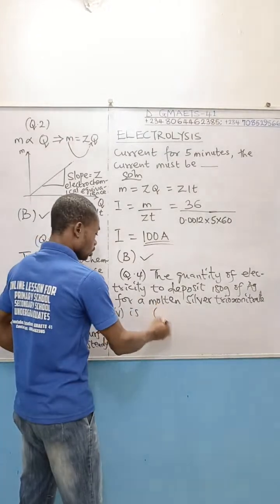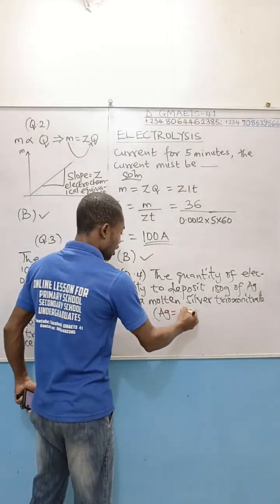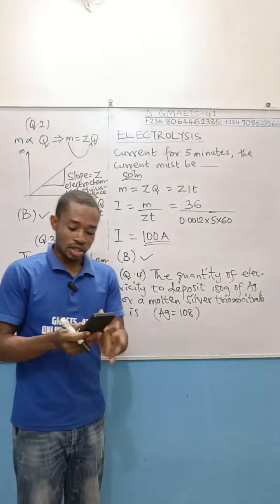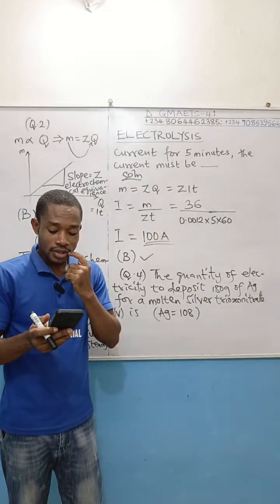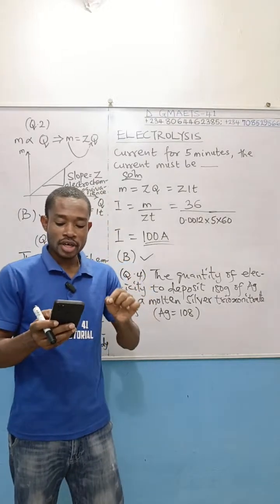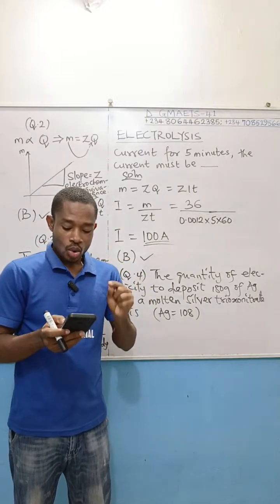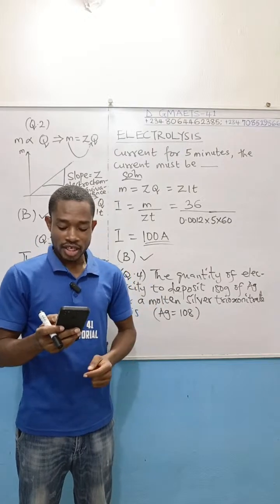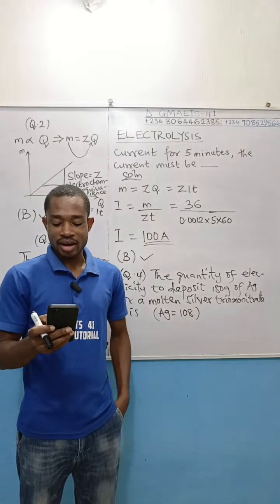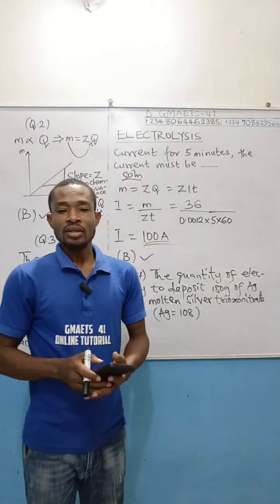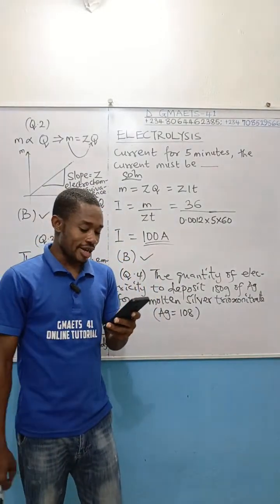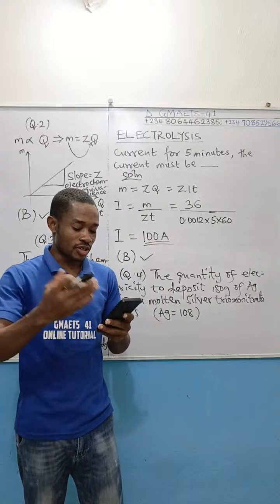In brackets, silver, the relative atomic mass is 108. Then we now have the options. The options: A, 1.08 F. B, 3.30 F. C, 1.67 F. D, 1.80 F. I guess that F there represents a likely number of Faraday. Okay, number of Faraday.